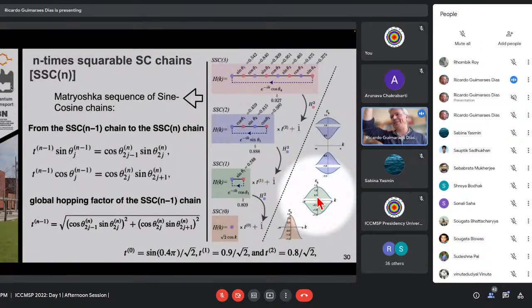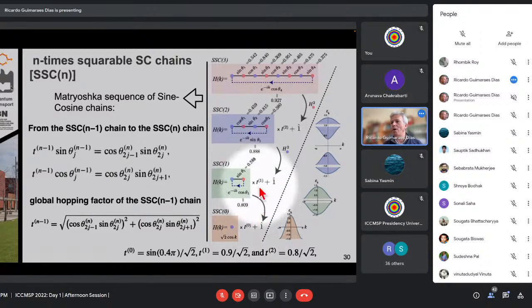Can we do the opposite? Because, okay, we started with the result, to be honest. Can we do the opposite? Can we start with the uniform chain and build this chain, and build this chain with the gaps that we want and the bandwidths that we want? Yes, we can. Okay. In fact, the parameters that define the bandwidths and the band gaps are these global factors.